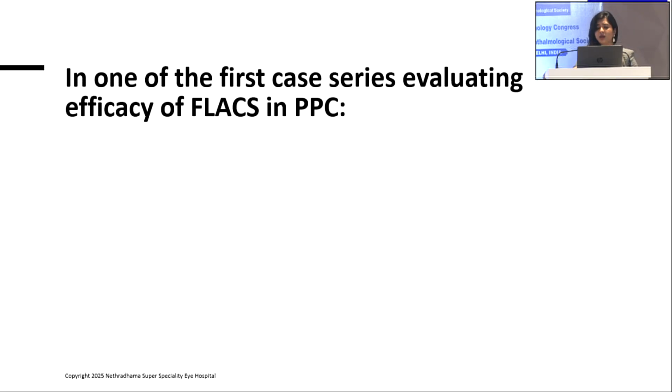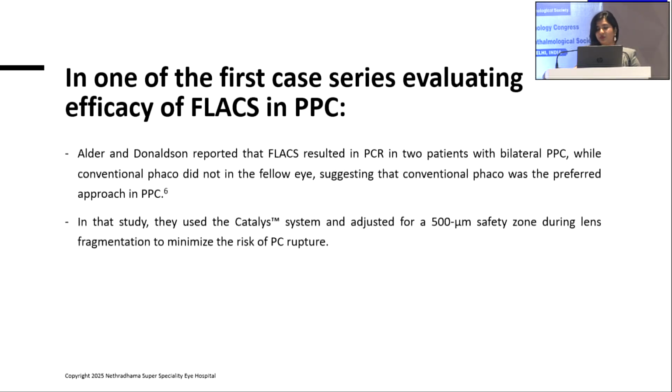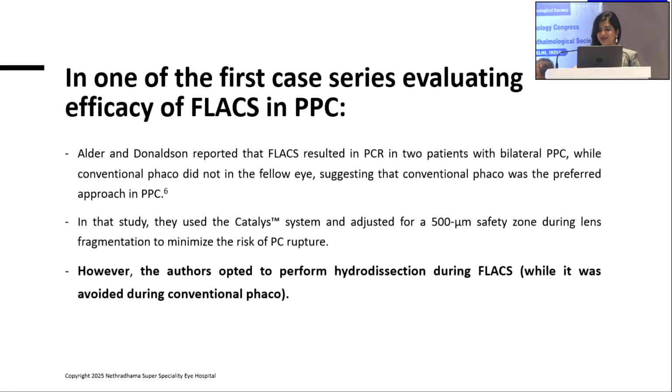Now, this is very interesting actually. One of the first case series which evaluated the efficacy of FLACS in PPCs, Adler and Donaldson, actually said that FLACS resulted in PCR in 2 patients with bilateral PPC, whereas conventional phaco did not in the fellow eye. And they suggested that conventional phaco is actually the preferred approach in PPC. And in that study, they used the Catalys, and they had adjusted for a 500 micron safety zone from the posterior capsule. But the authors opted to perform hydrodissection during FLACS. So you cannot do a hydrodissection even if you're doing FLACS.